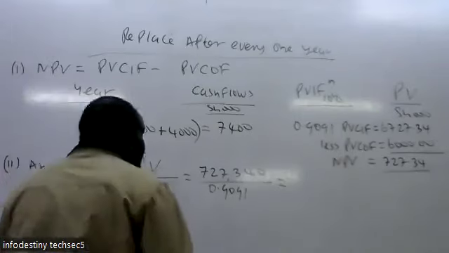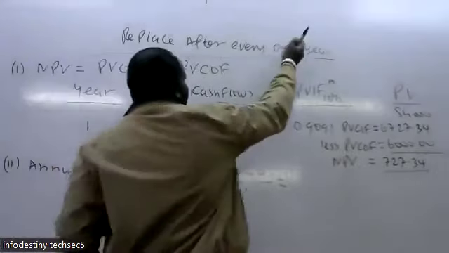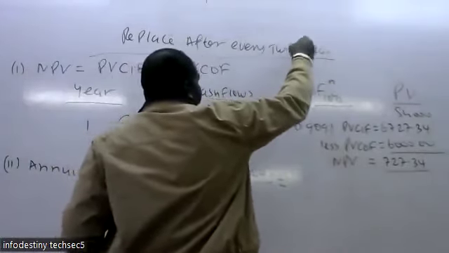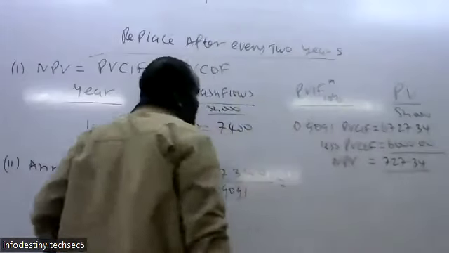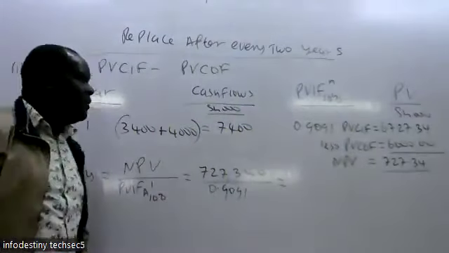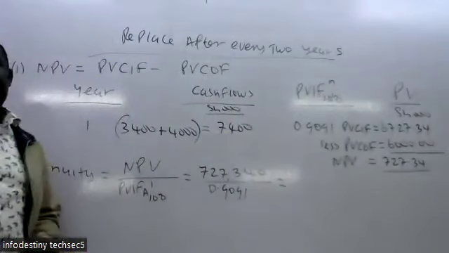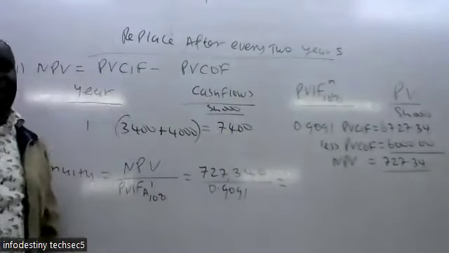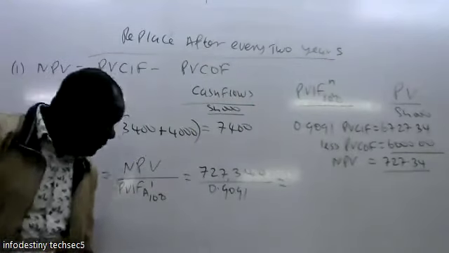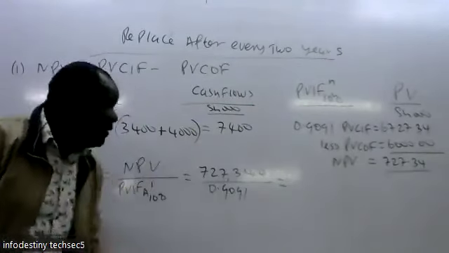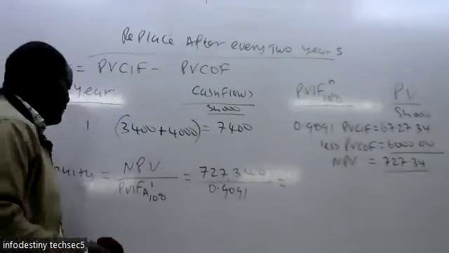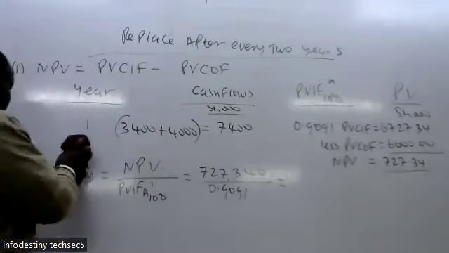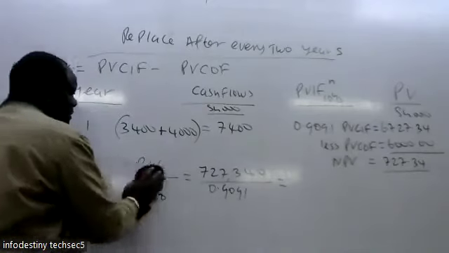This is now replace after every 2 years. We want now to check when we replace after every 2 years. So we start again. We compute the NPV. The first step is to calculate the net present value.